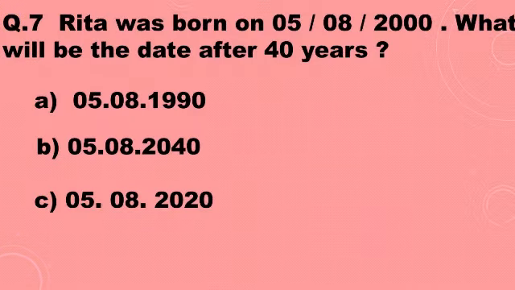Next one, question number 7. Rita was born on 5th August 2000, and what will be the date after 40 years? The dates are given here. Option A 5/8/1990, option B 5/8/2040 and option C 5/8/2020. So what will be the date after 40 years? Just check the options.